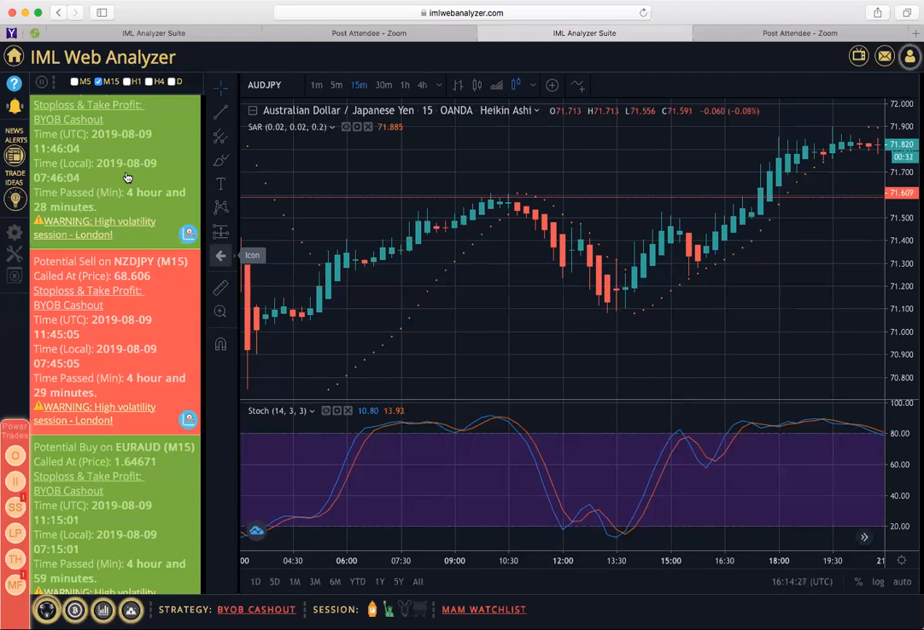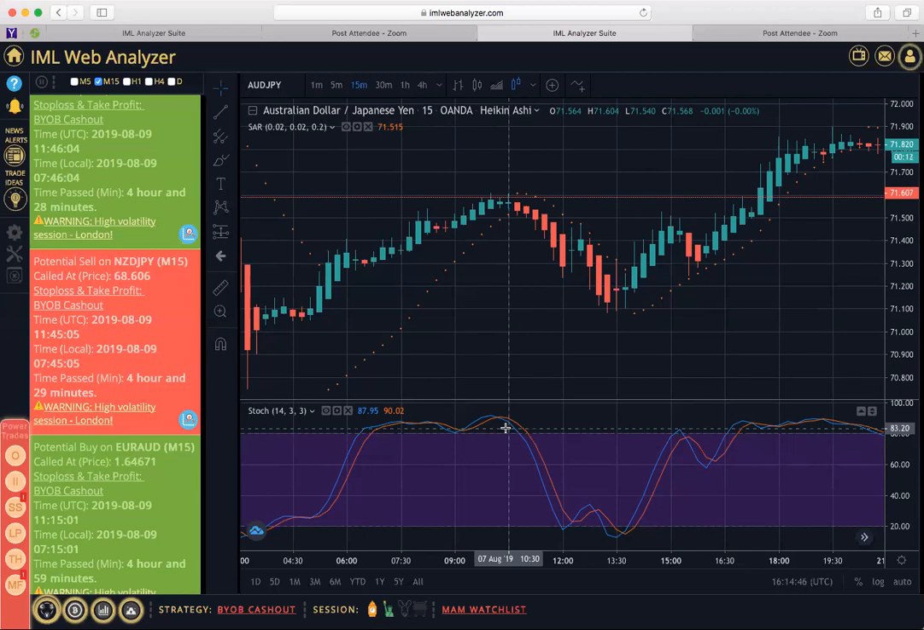So when you select the BYOB cash out, where you're starting, the first thing you want to do is look at the stochastic. Now, you do not have to change any of the indicators that are housed in there. All of the indicators that are in there, you use the default settings that are coded into the web analyzer. So there is nothing to change.